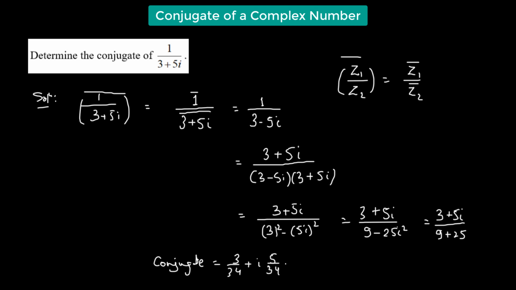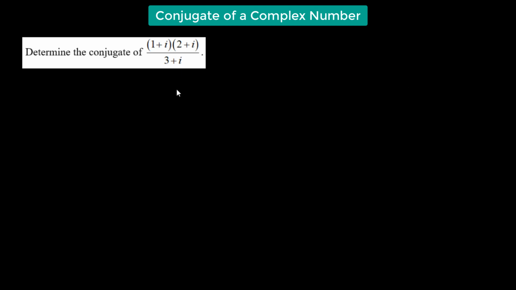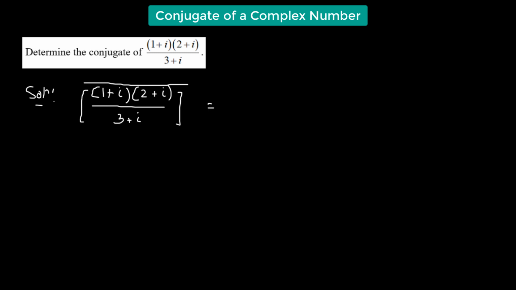Let's do another problem. We need to find the conjugate of the given complex number. Let us begin by first finding the conjugate. So we have 1 plus i multiplied by 2 plus i divided by 3 plus i. We take the conjugate of the overall complex number, so that reduces to the bar over 1 plus i times 2 plus i, divided by the bar over 3 plus i.